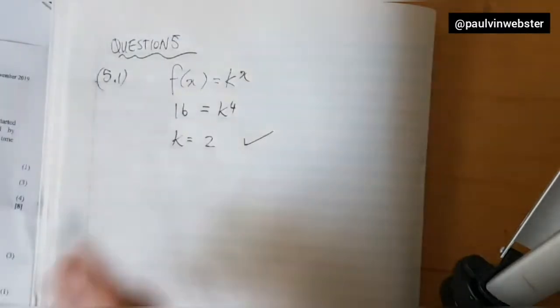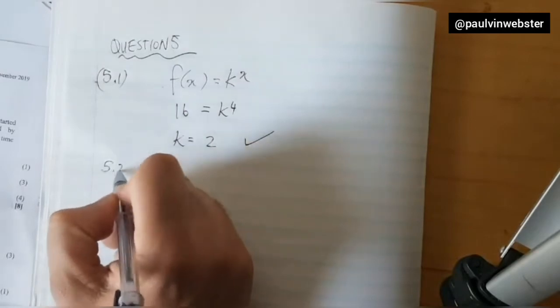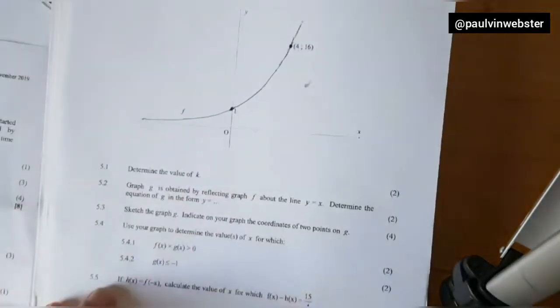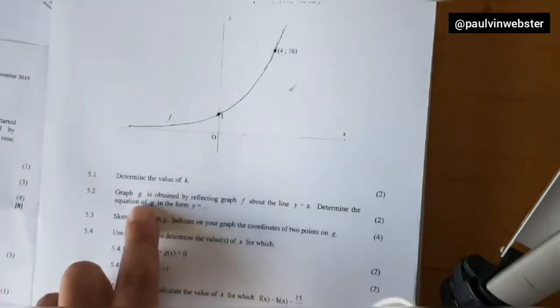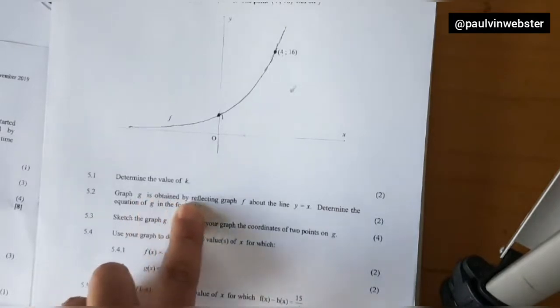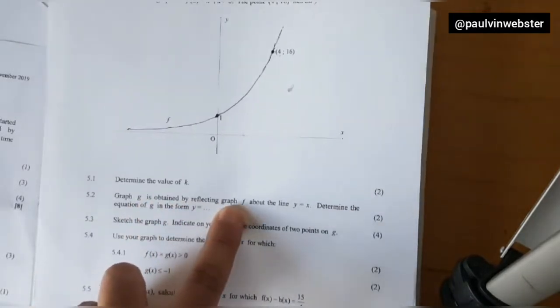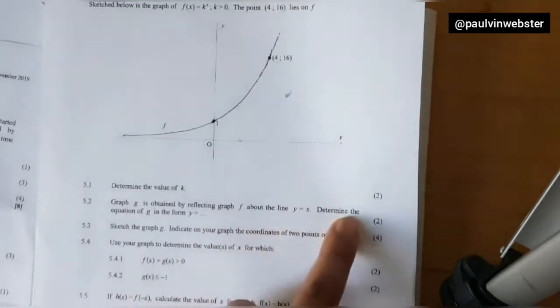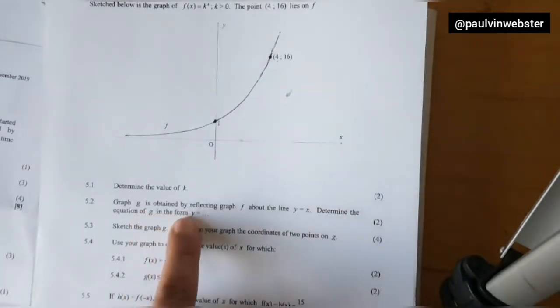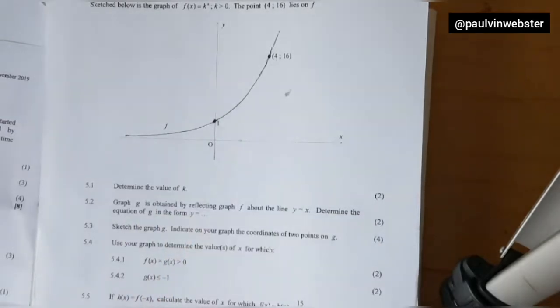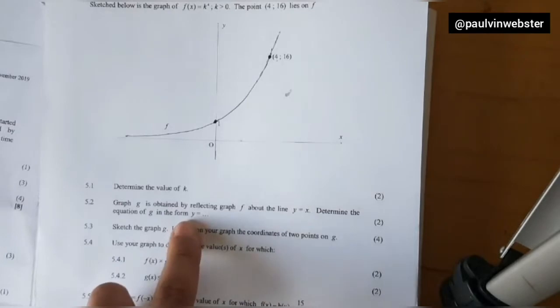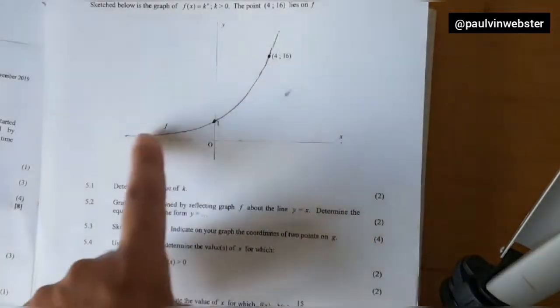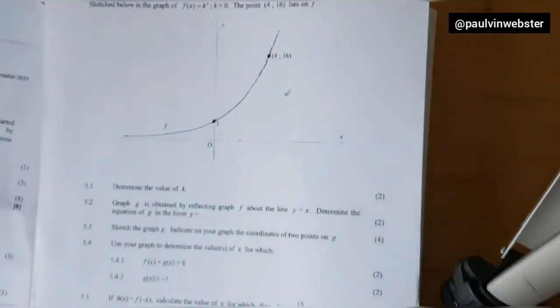It's going to be 5.2. Here they ask us: graph G is obtained by reflecting graph F about the line y equals x. Determine the equation of G in the form y equals something. So we need to find the equation. We're reflecting this one in the line y equals x. Let me just draw that graph.